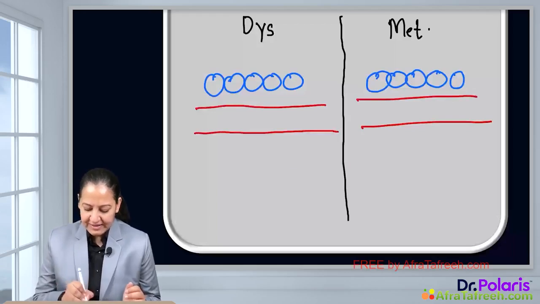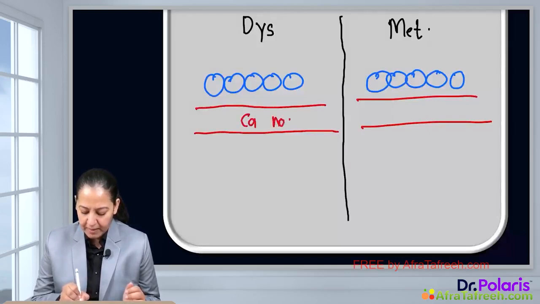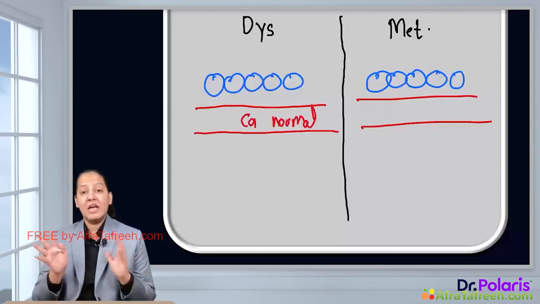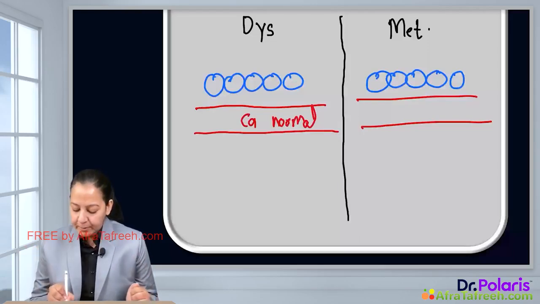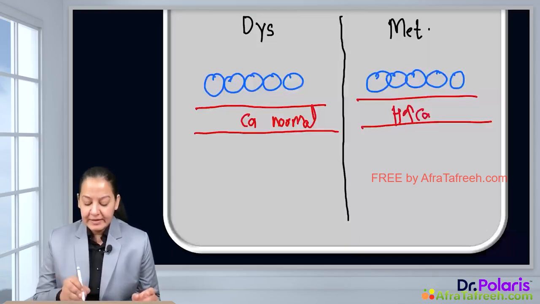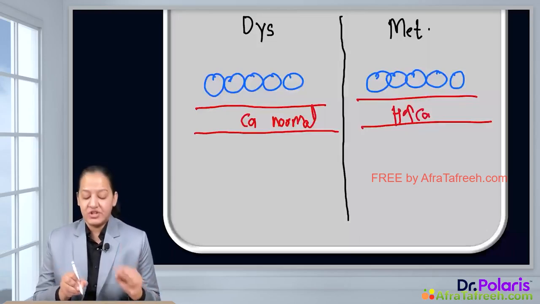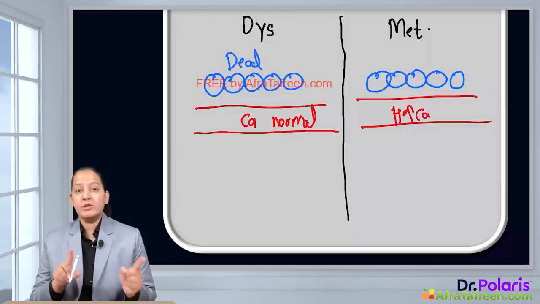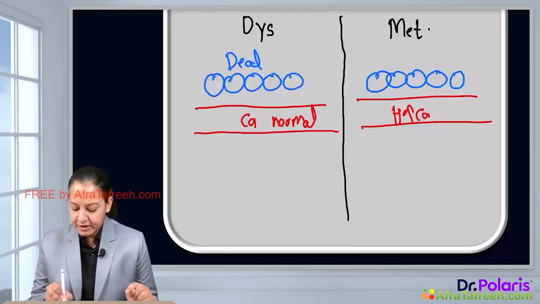In the blood vessel, in dystrophic calcification, the calcium levels are normal. But in metastatic calcification, there is deranged calcium metabolism, so patients have hypercalcemia. What about the tissue? In dystrophic calcification, the tissue is dead and degenerated. But in contrast, in metastatic calcification, the tissue is normal, live and healthy.